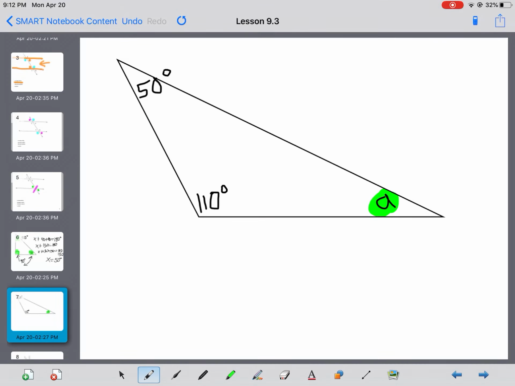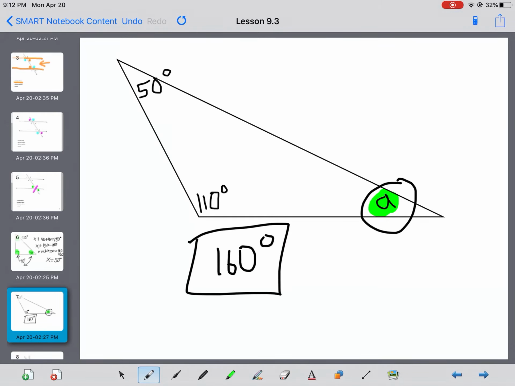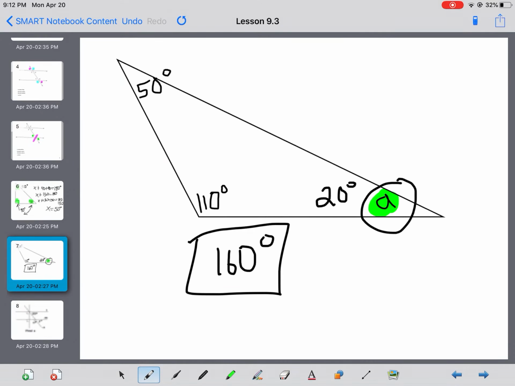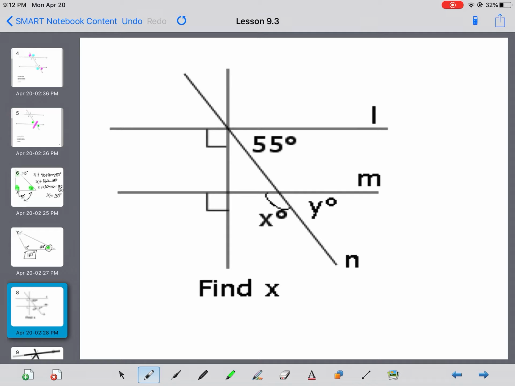Here we have another one. So once again, we're given two of our angles and we want to find A. So I can add them up together. So far you can think of it as I've used 160 degrees out of my 180 degrees, and then there's about 20 degrees left. So let's take a look at a more complex problem.